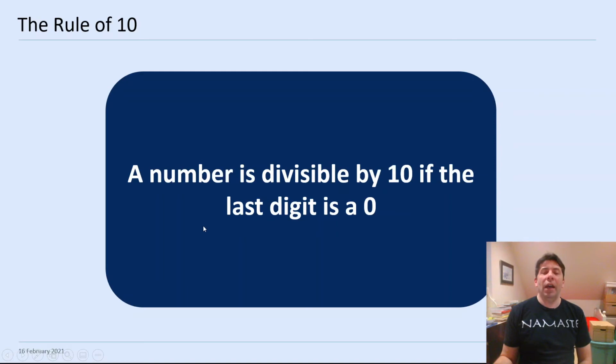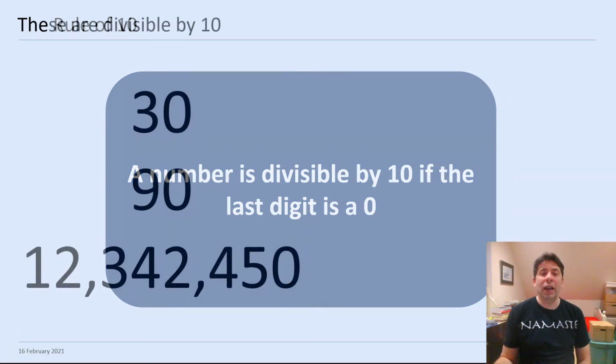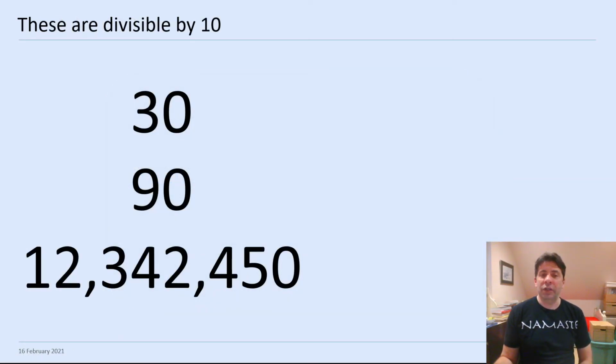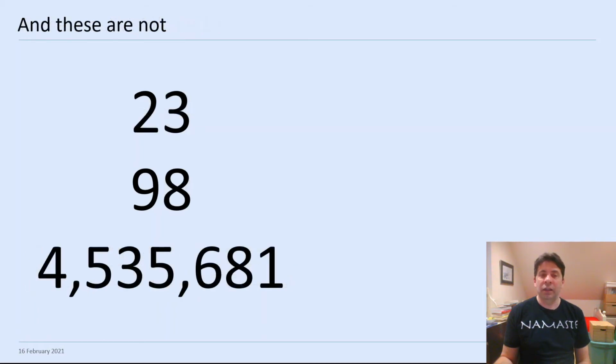The rule of 10. A number is divisible by 10 if the last digit is a 0. That's all you need. Just look at the last digit, see if it's a 0. 10 goes into all of these exactly. 10 goes into none of these exactly.